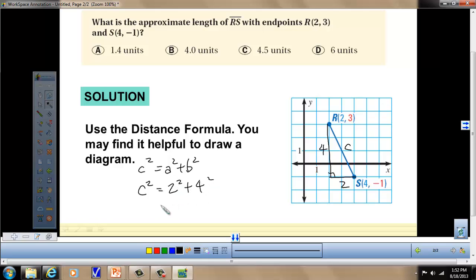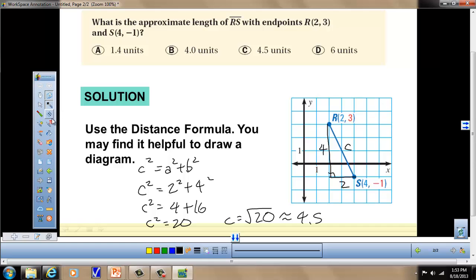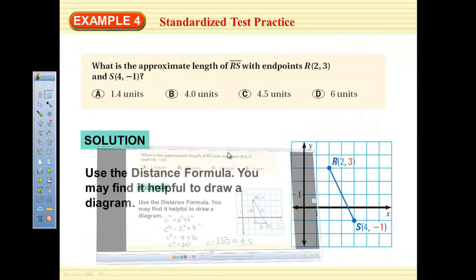And if you remember from what we just did, that will also get us 4 plus 16. And so c squared equals 20, and c equals square root of 20, which is approximately, I want to say 4.5. Okay? So there's 2 ways of solving the same problem. I would say if they give you a picture, draw this and use Pythagorean theorem. If they don't give you a picture, go ahead and use the distance formula. You'll get the same answer either way.